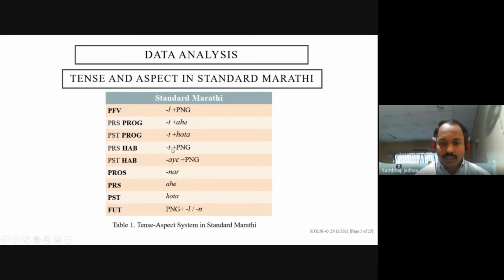For habitual, you can see directly the attachment of agreement, which makes the progressive versus habitual difference. In past habitual, this language also makes a present versus past habitual distinction, where this is the form for past habitual, and then PNG markers are added. For prospective, nar, and these are the auxiliaries used, rahe and hota for present and past tense, and for future tense, the marking is there, and before it the PNG markers are added.